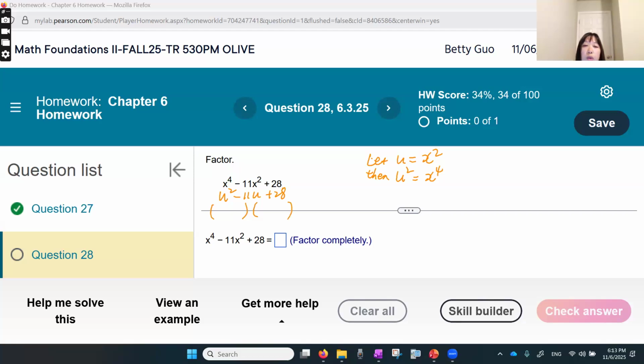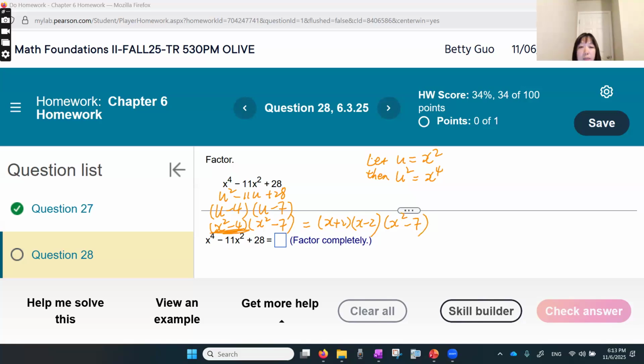This is a quadratic trinomial in u. Then we can factor that as u minus 4, u minus 7, because negative 4 and negative 7 multiply to 28 and add up to negative 11, right? Now we go back, bring x back. U is x squared, so x squared minus 4, x squared minus 7. And that's it. Oh, not done yet. Here x squared minus 4 can be written as x plus 2, x minus 2, because it's the difference of two squares, and then times x squared minus 7.